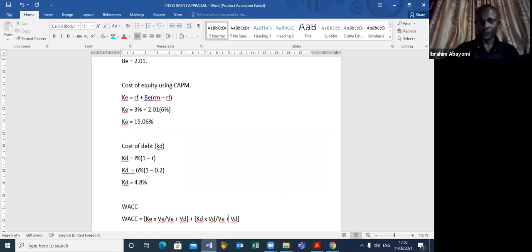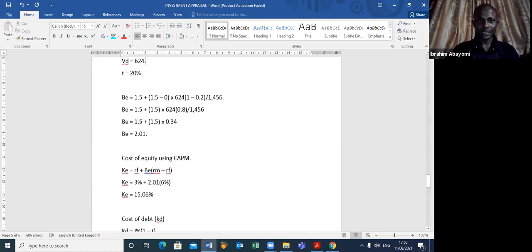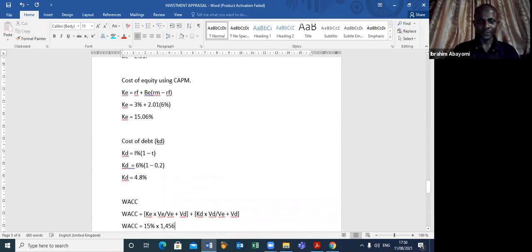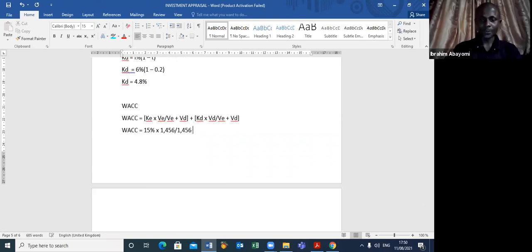Plus market value of debt. So having gotten this, we have our WACC equal to cost of equity, which is 15%, times market value of equity, 1456, all over 1456 plus 624. So that is the first part of the formula.